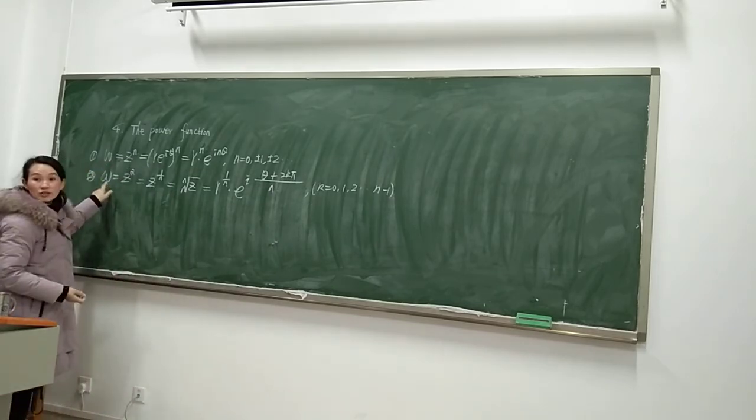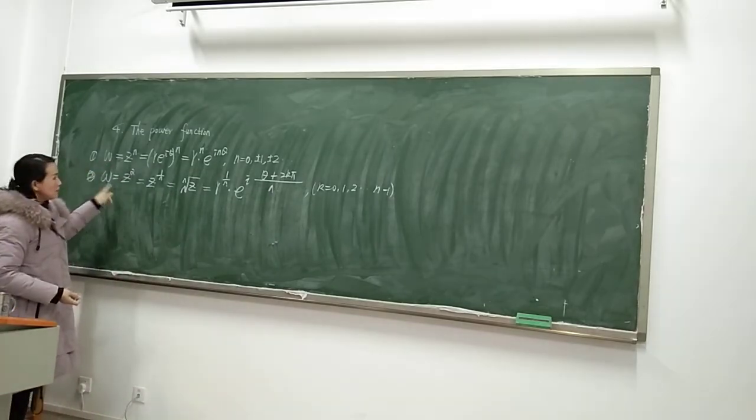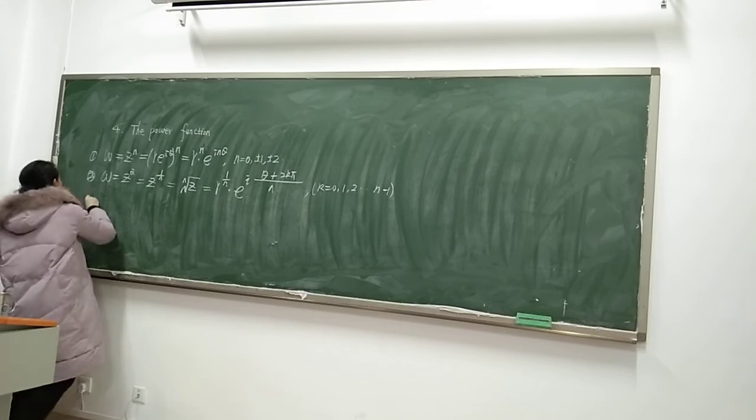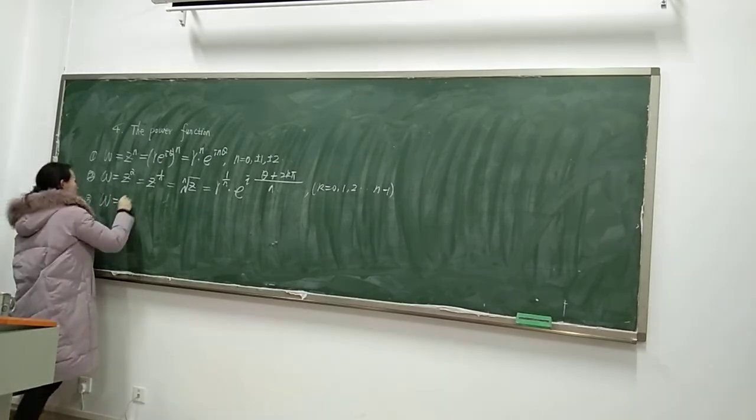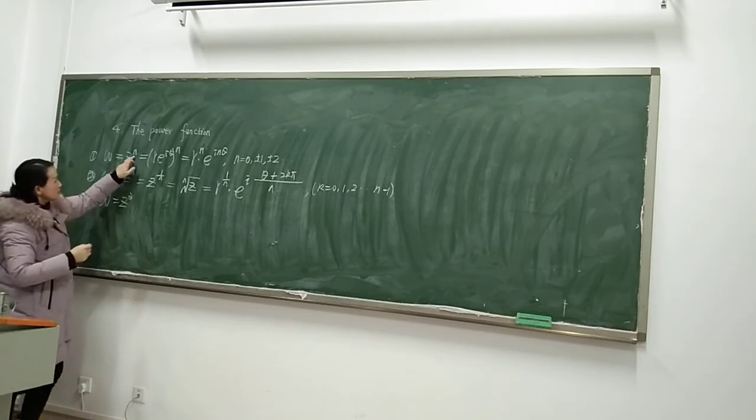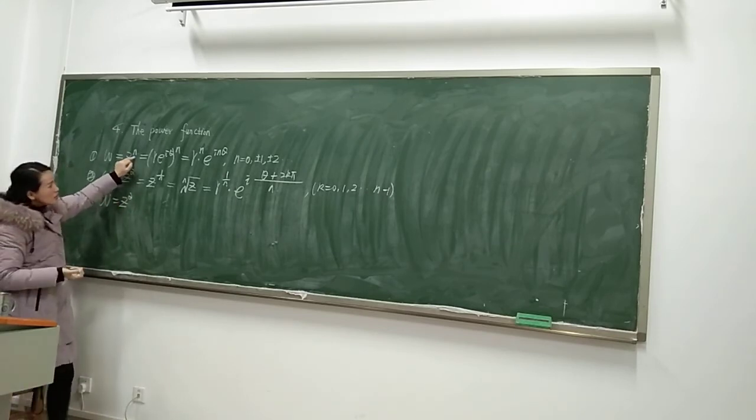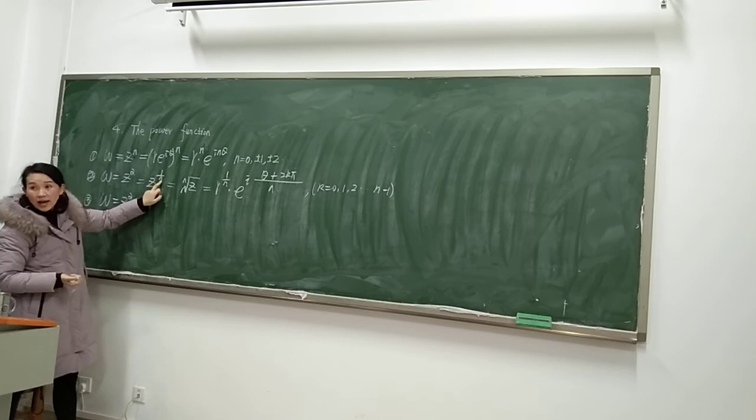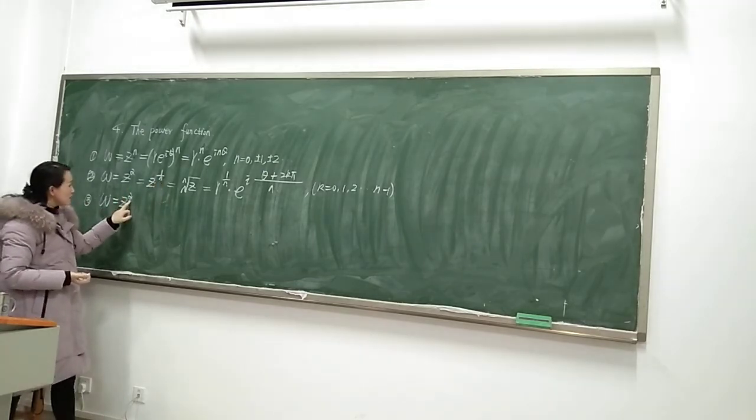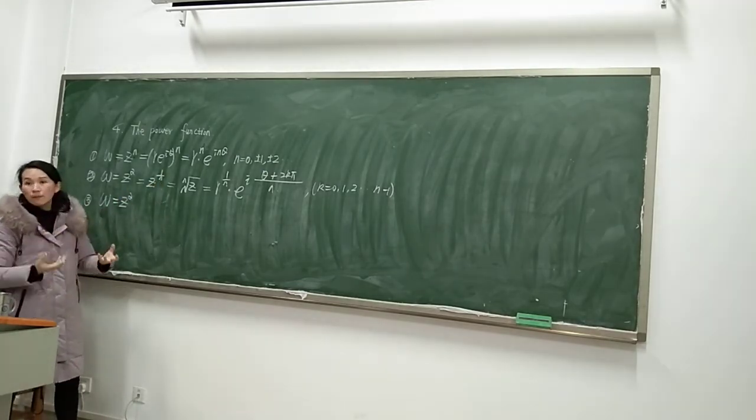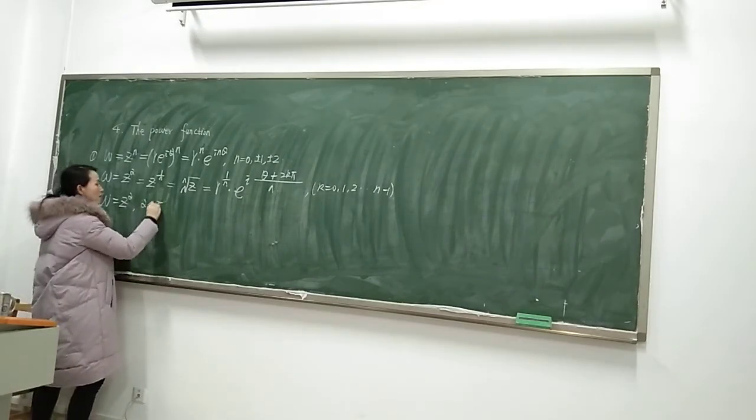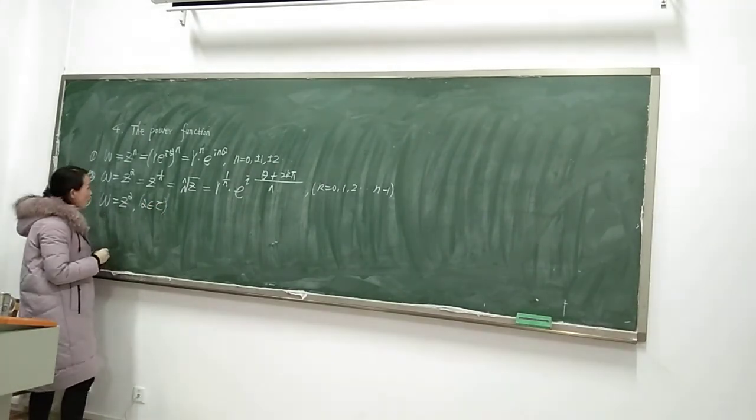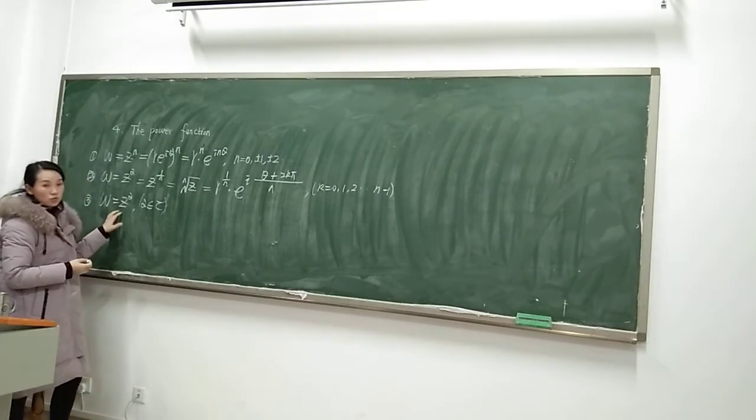Yes or no? But now I will teach another one. If this alpha is not this n, and is also not this 1 over n, but this alpha is a complex number. If this alpha is a complex number, how to compute this one?